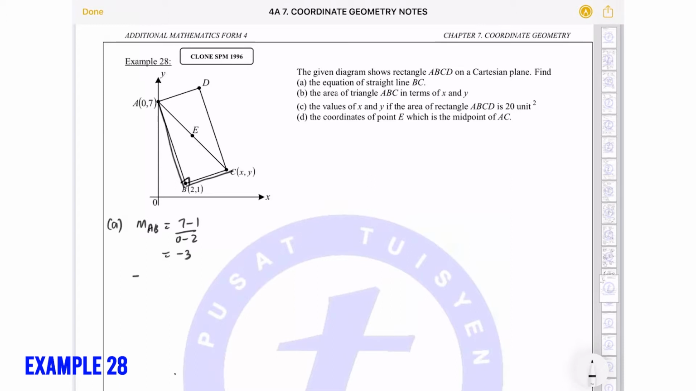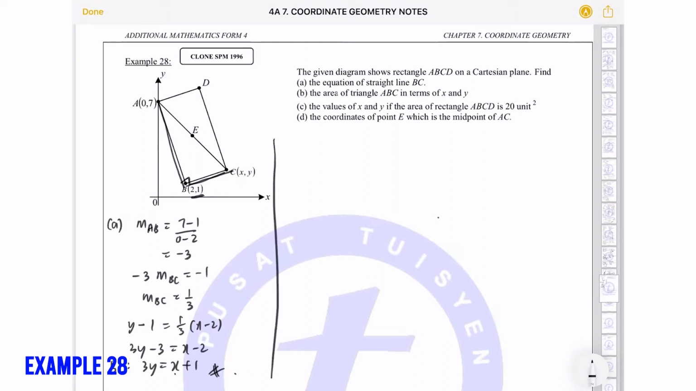Now, we know they're perpendicular. BC and AB are perpendicular. Gradient AB times gradient BC must be negative 1. Gradient BC should be positive 1 over 3. And to form the equation of the straight line, I can use y minus y1 equals gradient times x minus x1. I'll use this point, 1 over 3, x minus x1 is 2. So 3y minus 3 is x minus 2. 3y is x plus 1. So this is the equation of straight line BC.